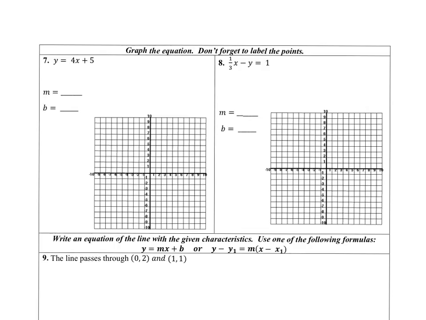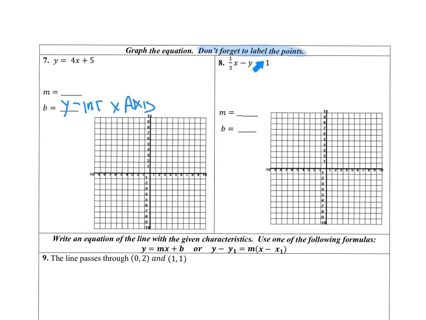Okay, numbers 7 and 8. You need to graph the equation. Don't forget to label your points. It's written right here. Please don't forget to label your points. You're going to lose points and get a worse score. Remember, B is the y-intercept, where it crosses the y-axis. The y-axis is this guy right here. This is the x. Identify your M and your B. Write those in the blanks, and then graph it. Remember, B is your starting point.